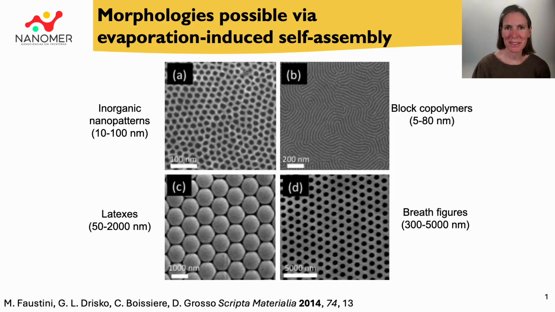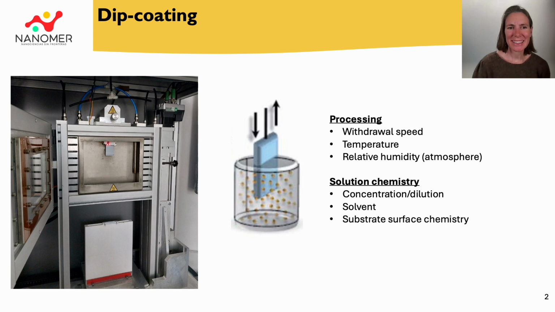Although dip coating for particle assembly is being discussed, many types of nanostructured surfaces can be prepared using this technique. For example, here we see some different morphologies. We have inorganic nanopatterns, which are between 10 and 100 nanometers. We have block copolymers, which are between 5 and 80 nanometers in size. We have latexes. We're going to discuss more systems like this throughout the presentation, which can extend in size between 50 nanometers and 2 microns. And then we have larger structures, such as breath figures, which are between 300 nanometers and 5 microns, which we can see here.